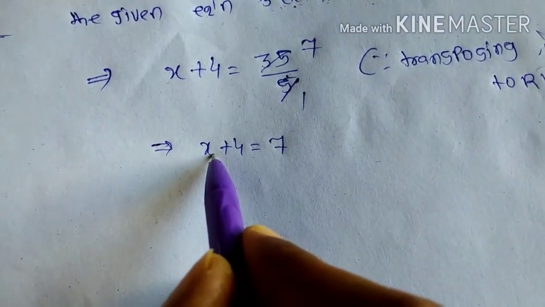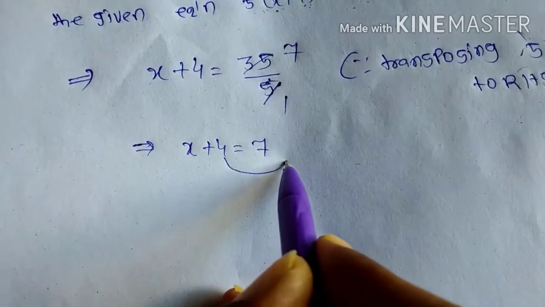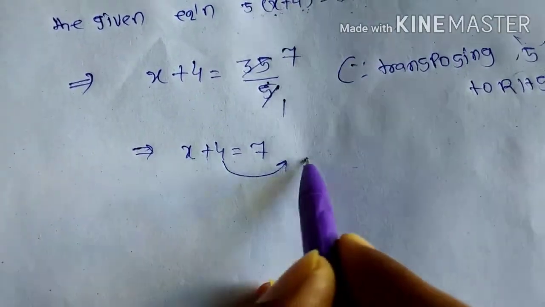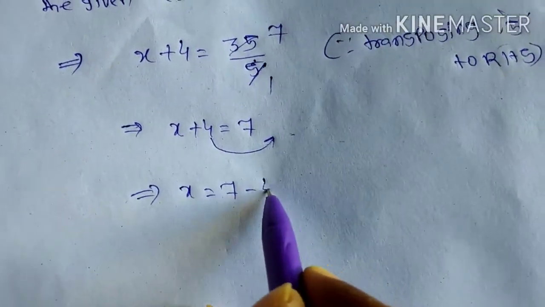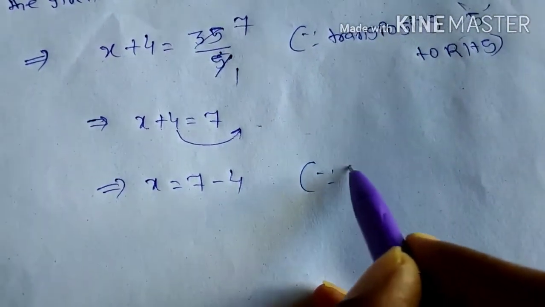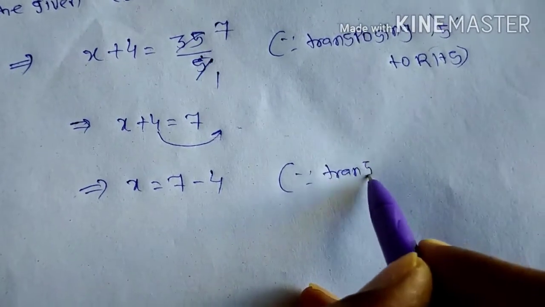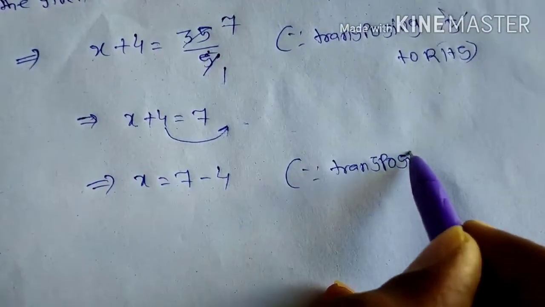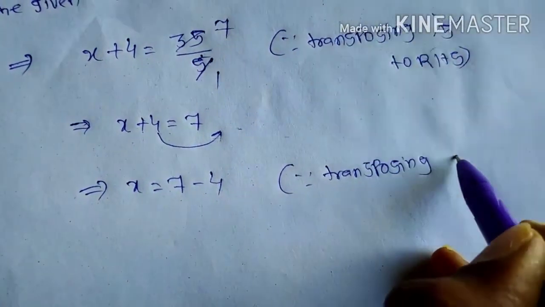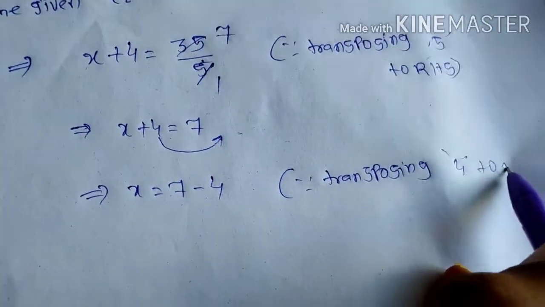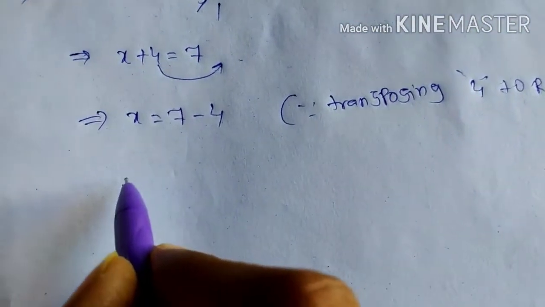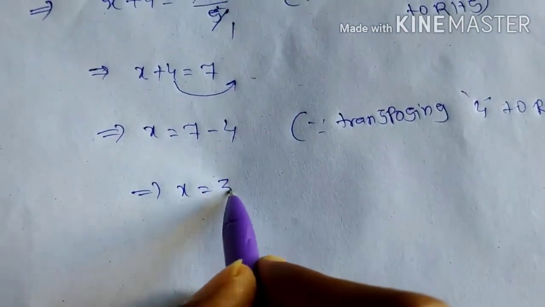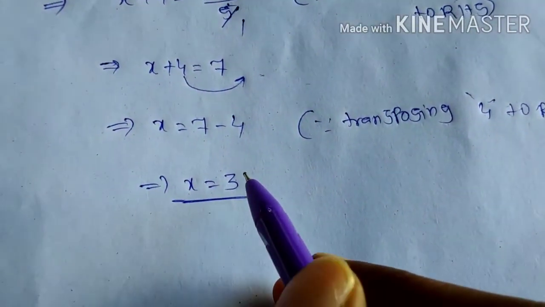We need to find value of x only, so that you can transpose 4 to RHS. It will become plus to minus. That means you can see here x is equal 7 minus 4. In the brackets you can write here transposing 4 to RHS. See here x is equal 3. X is equal 3 is your solution.